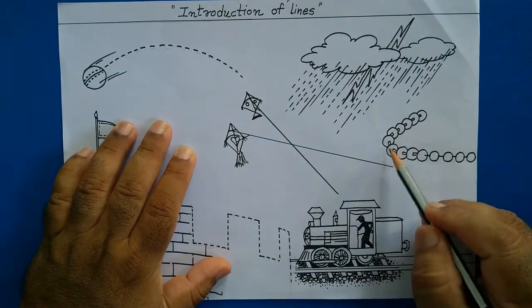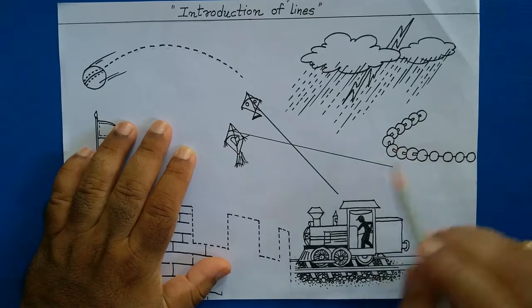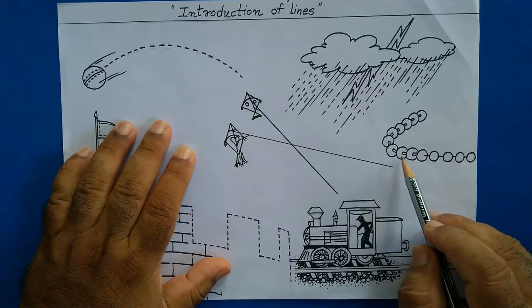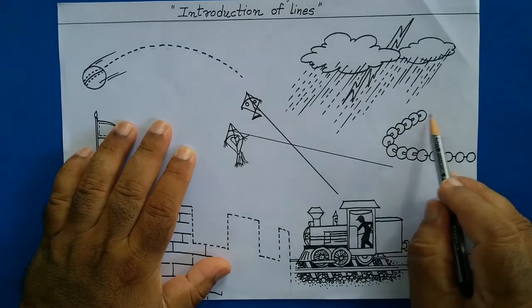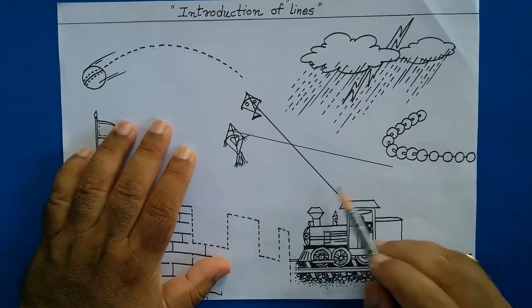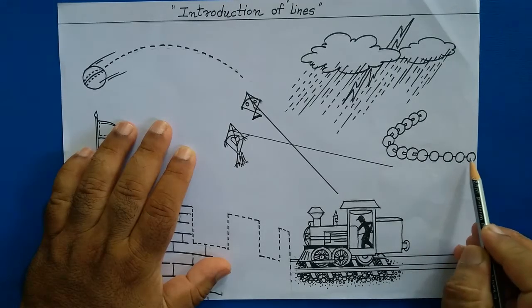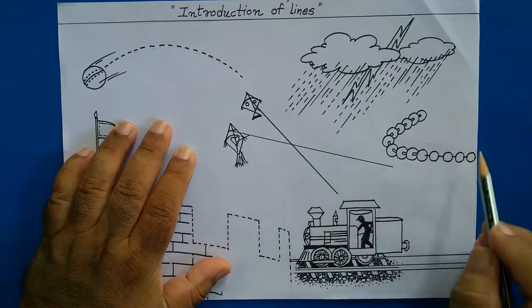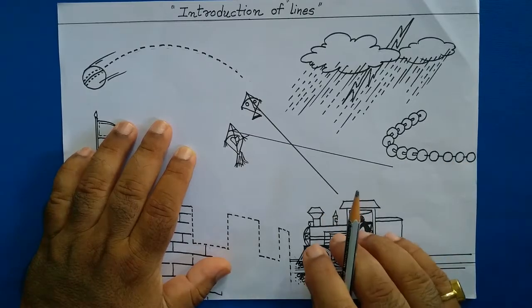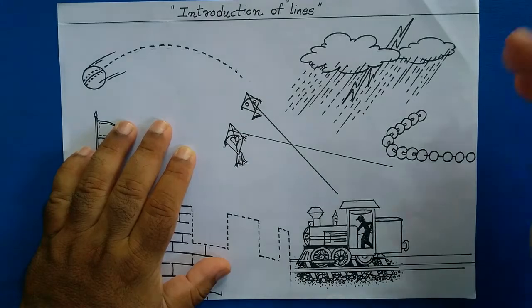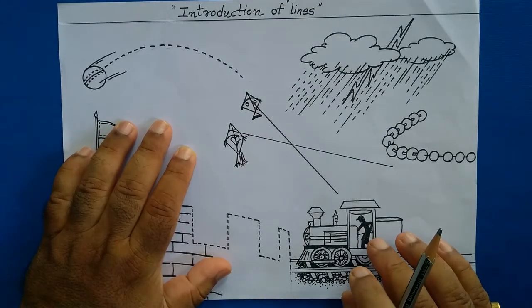This is picture of necklace of pearls. Pearls are chained together with a thread between them. If we draw circles and join them with dots, it will become circle chain line. It also looks like necklace of pearls.